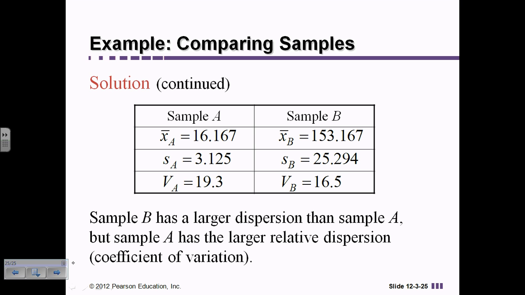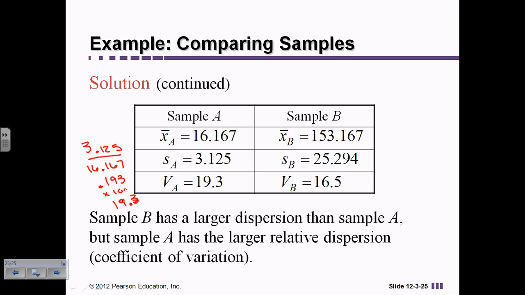We do the same calculations for B. I take 125 plus 131 plus 144, 158, 168, 193 divided by 6, and the average is 153.16. The standard deviation is 25.294. So when I want to figure out the coefficient of variation, I'm going to take 3.125 and divide it by 16.167. When I do that, I get 0.193, and then I multiply by 100 so I get a percentage, and I get 19.3.